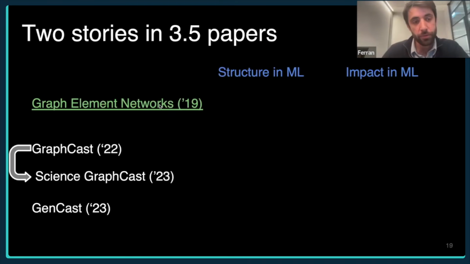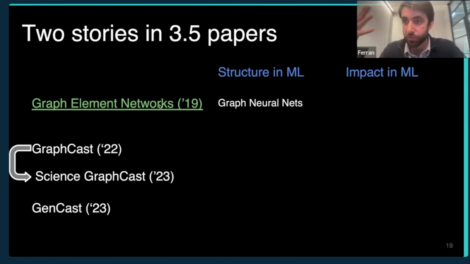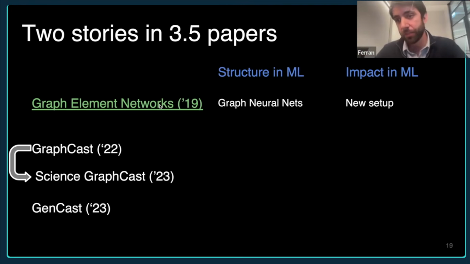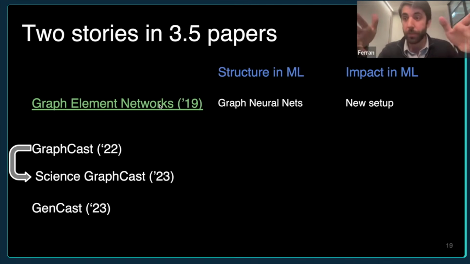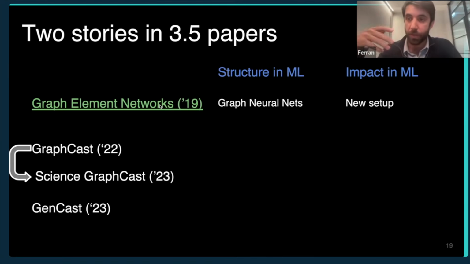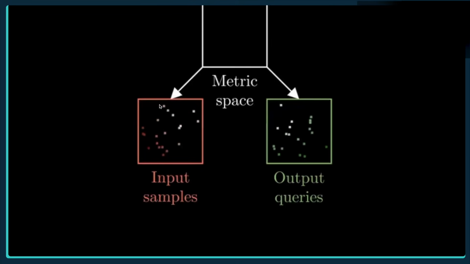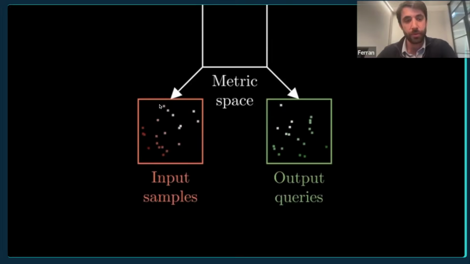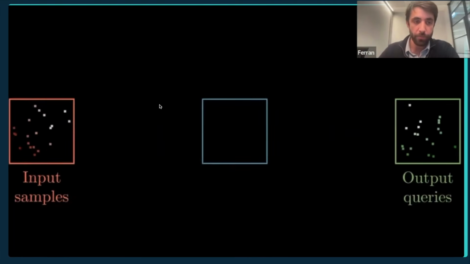So if we think about what this paper is telling us, the structure in machine learning in this case is that we can use graph neural networks. And the impact of this paper was suggesting that graph neural networks could be used in a new setup, right? Instead of modeling discrete entities, we could use them to model function-to-function transformations. So if we think about this, we have a metric space and input samples and output queries. And now we want to map from input to output.